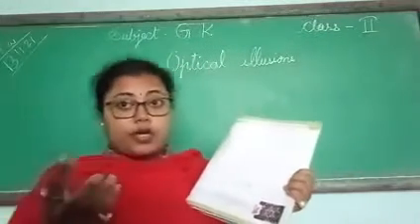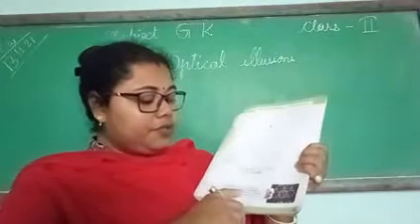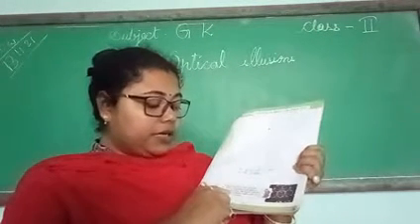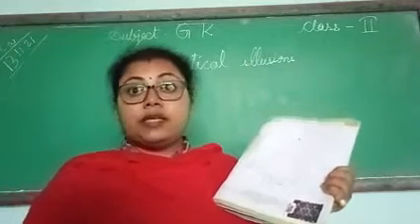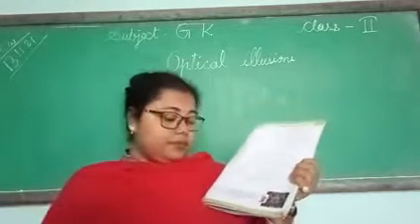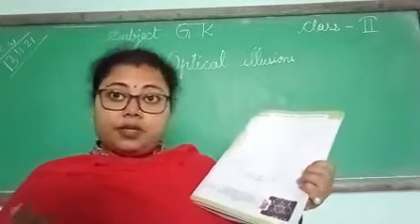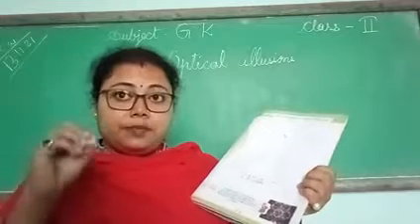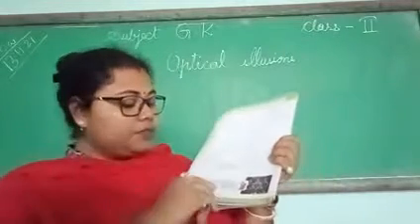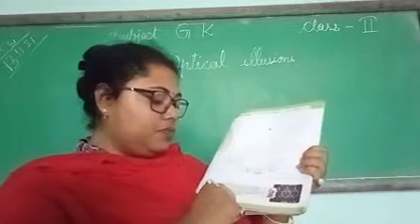Understand? It is a toy and it has a tube. It has mirrors and pieces of colored glass inside. Inside there are mirrors, and pieces of colored glass. The bits of colored glass produce different images when it is rotated.